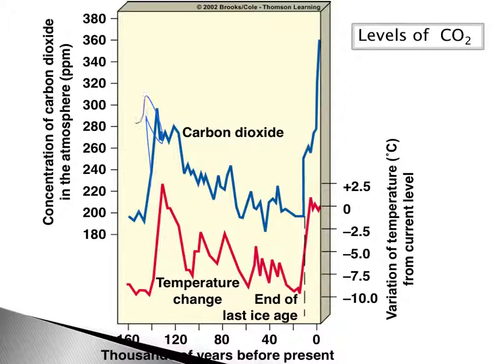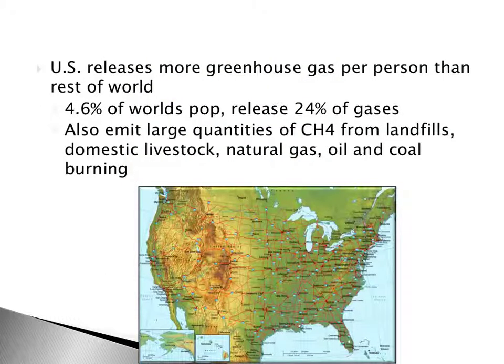As you can see here, as carbon dioxide goes up, temperatures go up as well. Are we contributing to this global warming phenomenon? We know that the Earth is getting warmer. Are we a big factor? The U.S., of course, releases more greenhouse gas per person than the rest of the world. We have about 4.6% of the world's population, and we release about 24% of the gases.